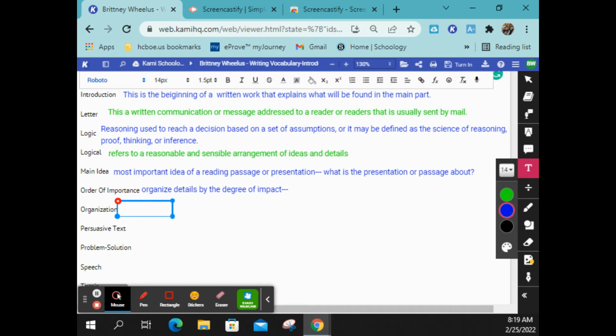Organization. All right, this is the process of ordering, structuring, and presenting the information. Okay, so when we write, we want to make sure that we order our writing, structure our writing, and present the information.